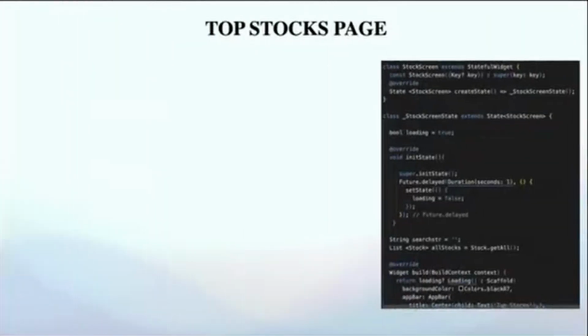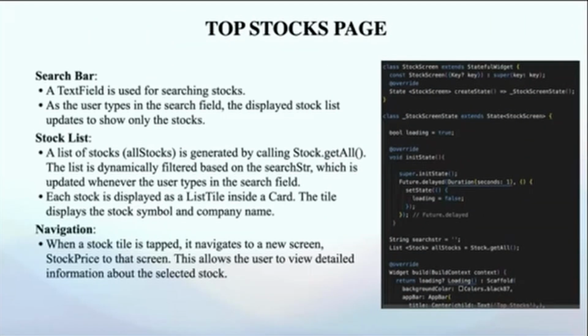So this is the top stocks page. In the top stocks page, we can see the list of stocks that are trending right now. We have a search bar in it. A text field is used for searching the stocks. And when the user types in this search bar, it displays the stocks related to the search. And then we have the stock list, the list of stocks globally.